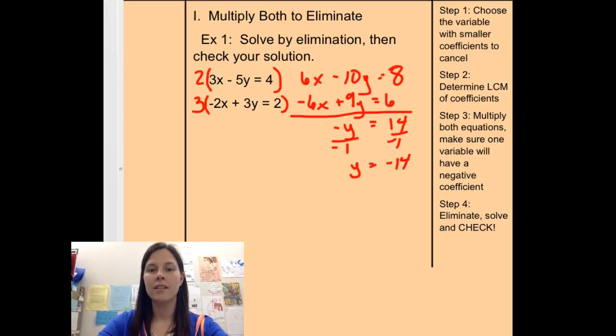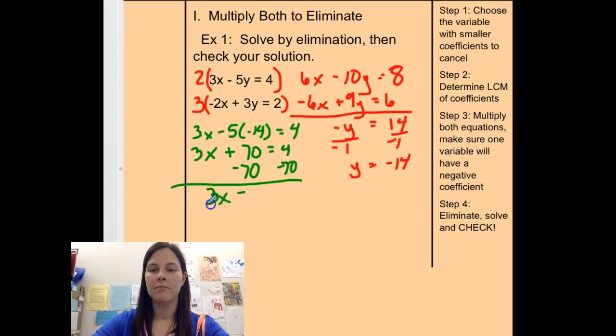Solving for x, I'm going to use the first equation because my x has a positive coefficient. Substituting that -14 in for y. Multiplying the -5 times 14 gives us 70. Subtracting 70 from both sides. And dividing by 3. We get x equals -22. So our solution is an ordered pair, -22, -14.